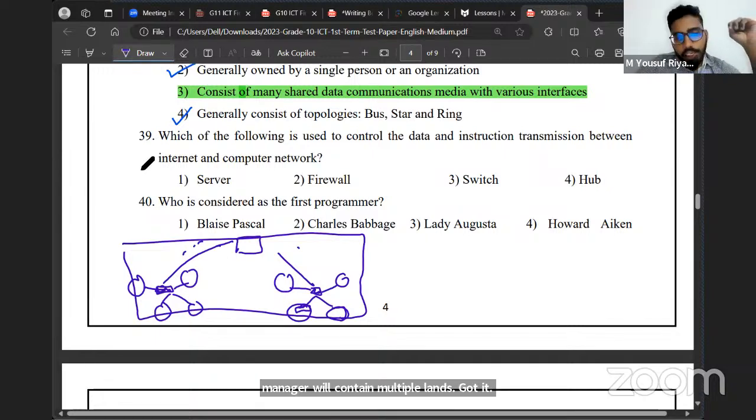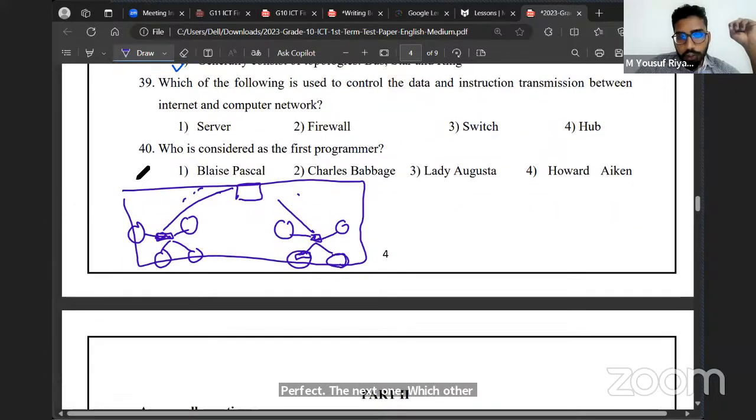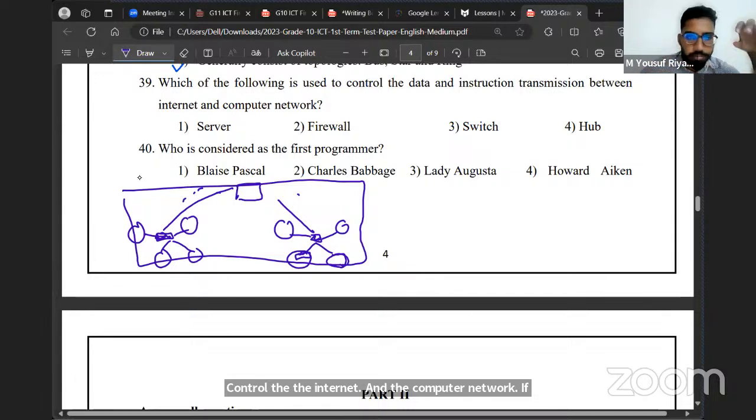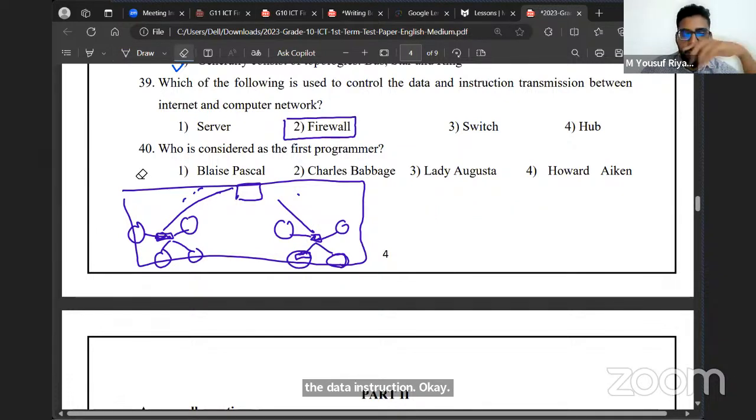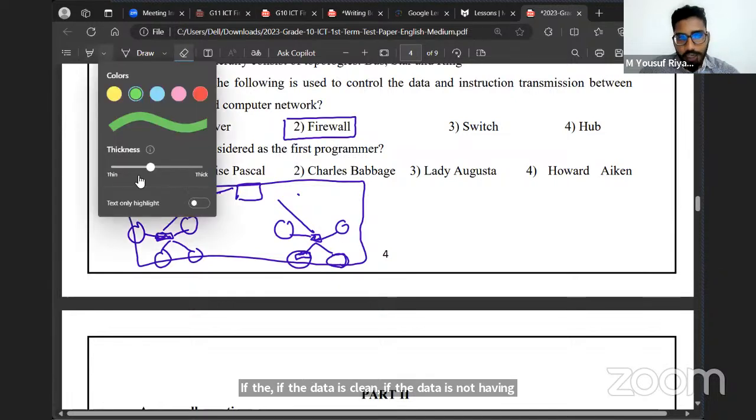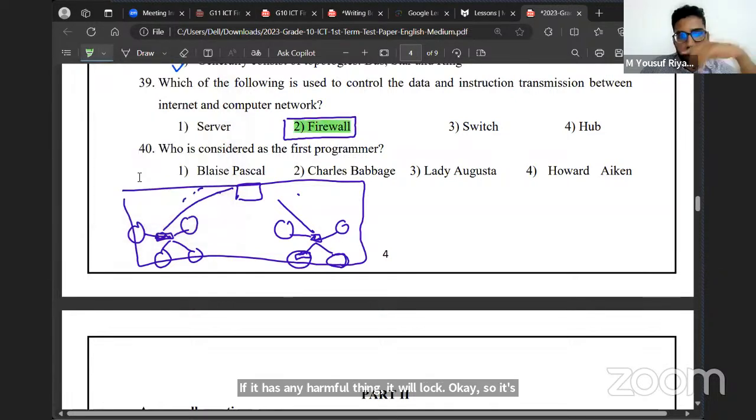Perfect. The next one. Which of the following is used to control the data and instruction transmission between the internet and a computer network? If you take the internet and a computer network, it is going to be the firewall. A firewall will control the data and instructions. If the data is clean and not having any harmful things, it will allow it. If it has any harmful things, it will block it. So it's basically the firewall.